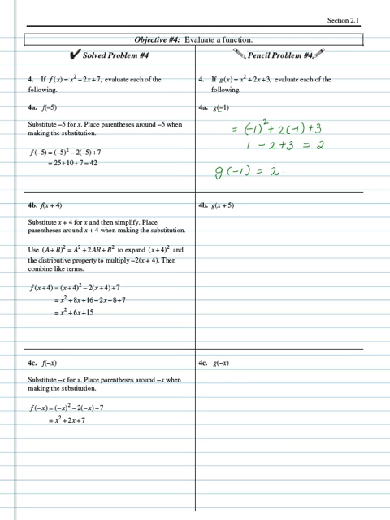g of x plus 5. That means I am replacing my x with x plus 5. So in the machine, instead of putting x, I am putting x plus 5. So I'm going to have x plus 5 squared plus 2 times x plus 5 plus 3. When I FOIL x plus 5 squared, I get x squared plus 10x plus 25. When I distribute, I get 2 times x, 2x, 2 times 5, 10, plus 3. I combine my like terms, I get x squared plus 12x plus 38.